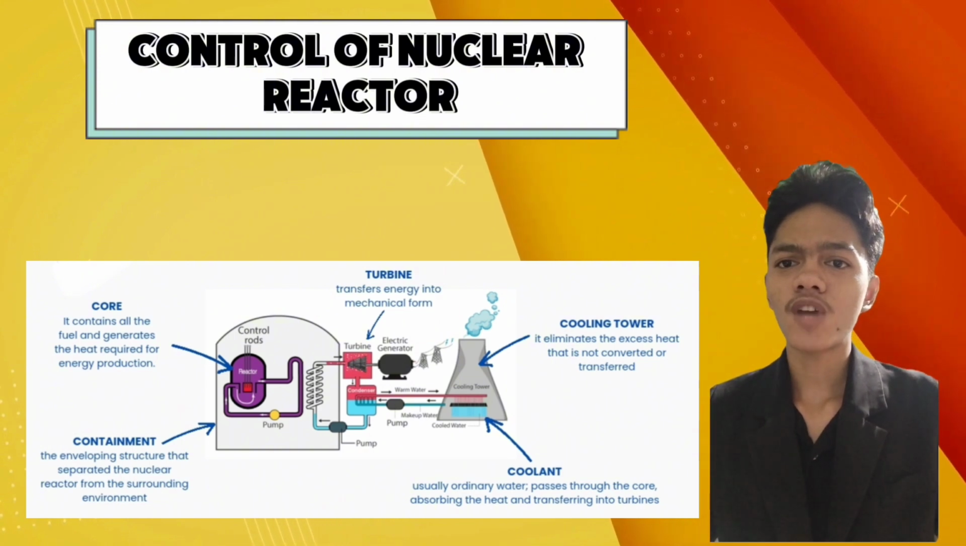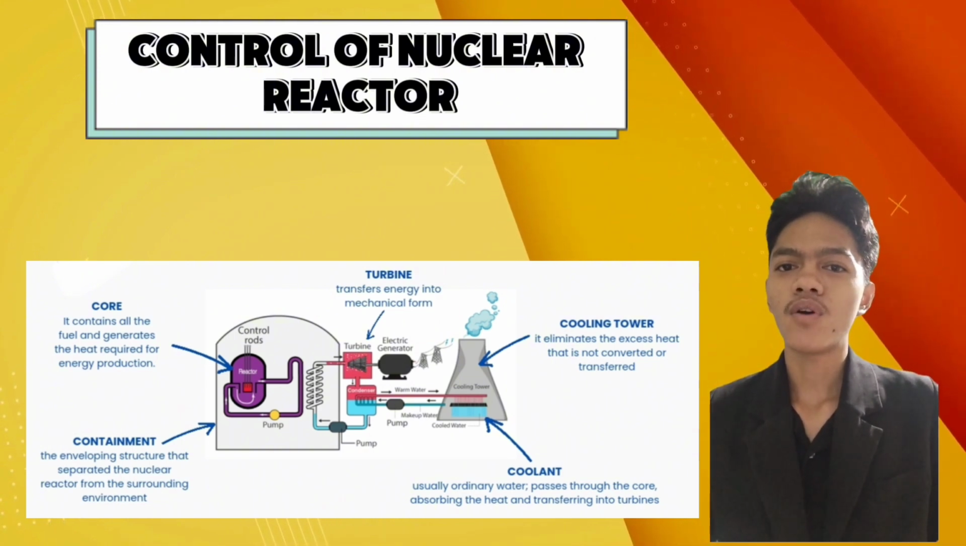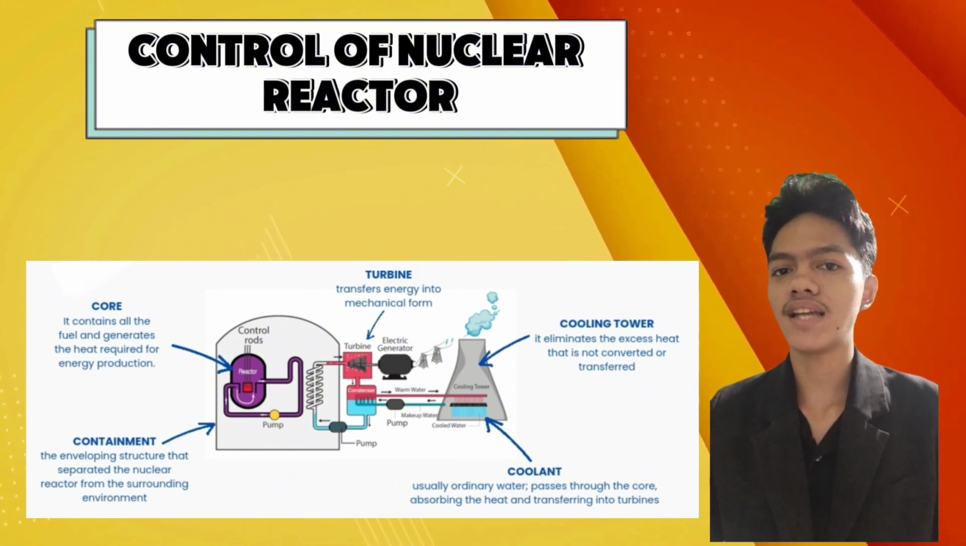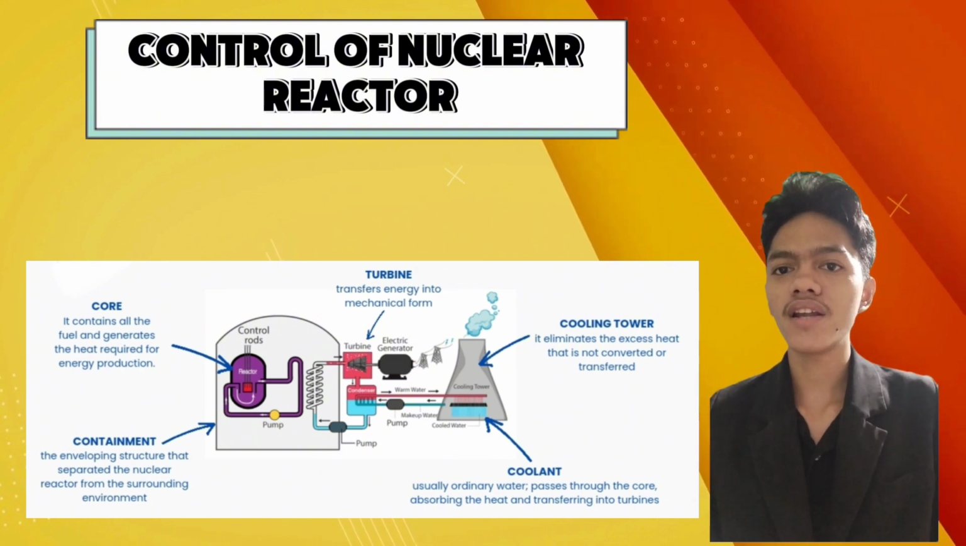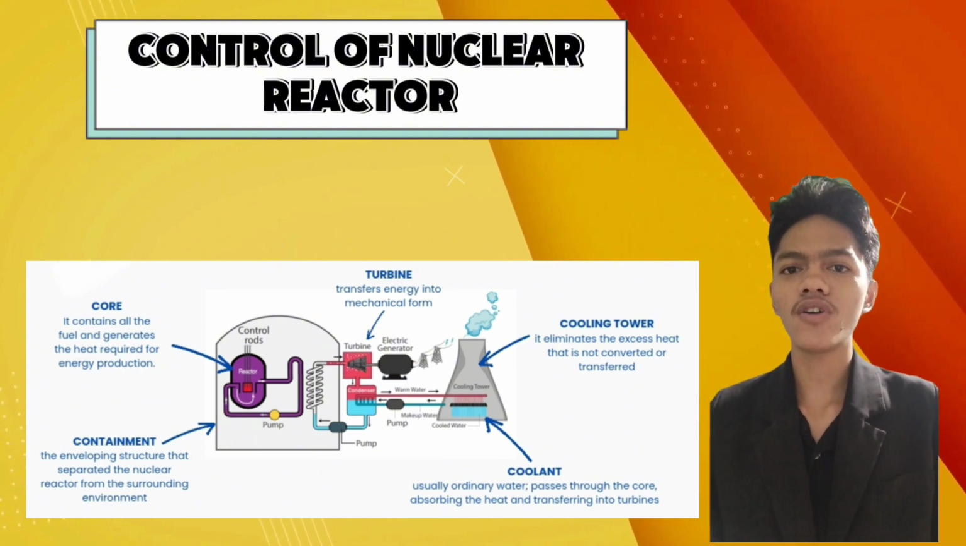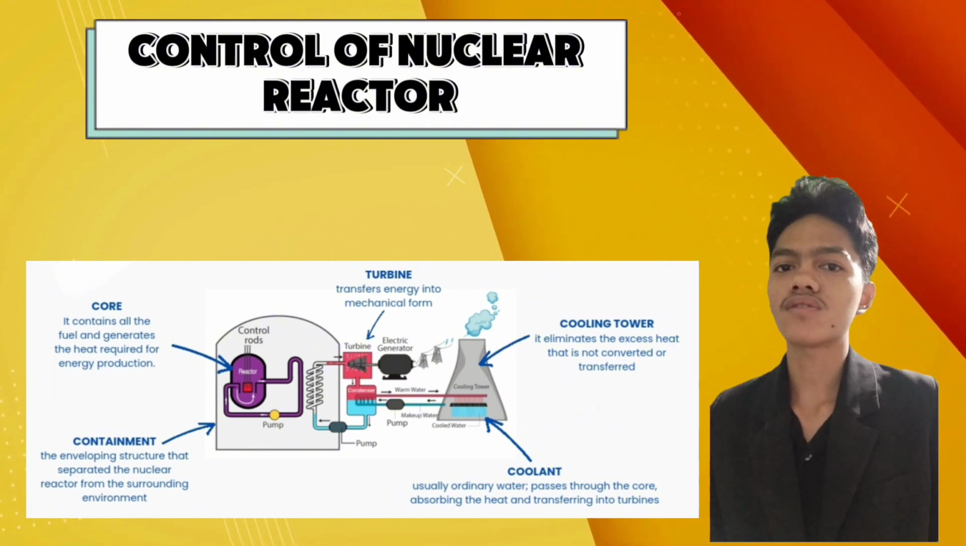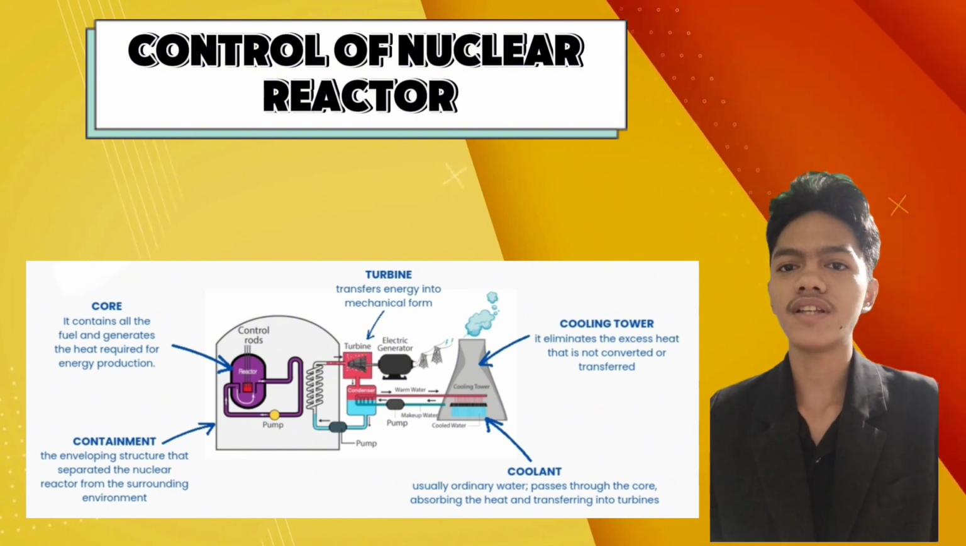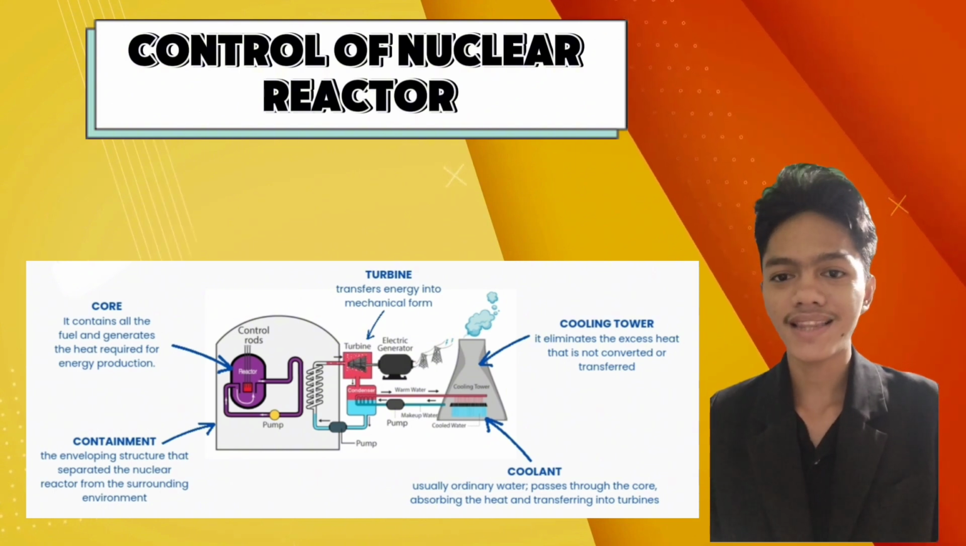These 5 controls of the nuclear reactor are important and work together in a complex system to safely and efficiently generate electricity from nuclear fission. Each component plays a vital role in controlling the nuclear reactor, managing heat, and ensuring safety of the reactor and the environment.